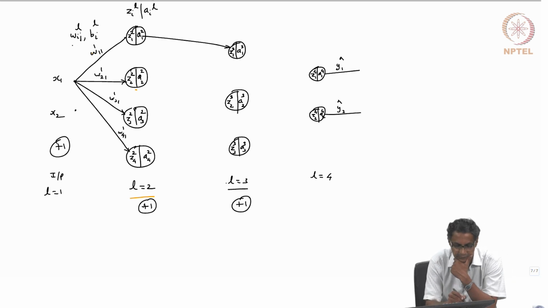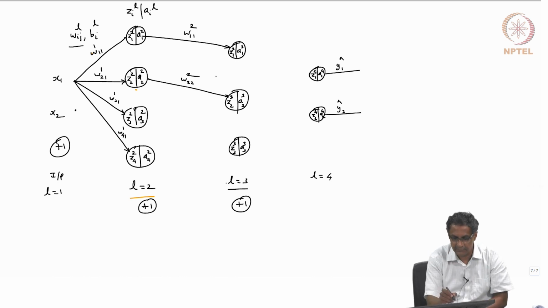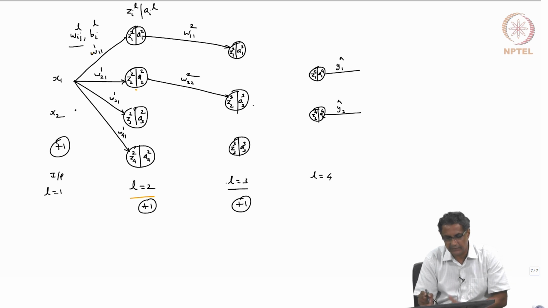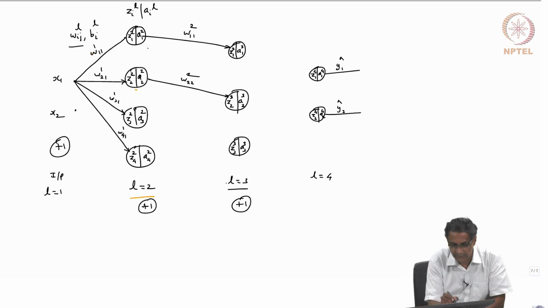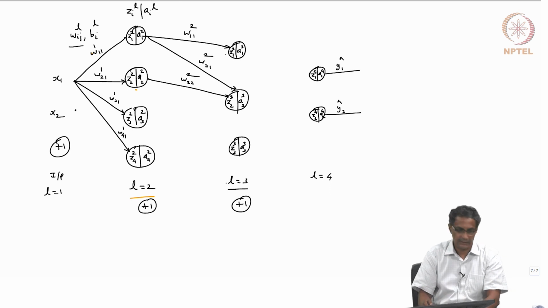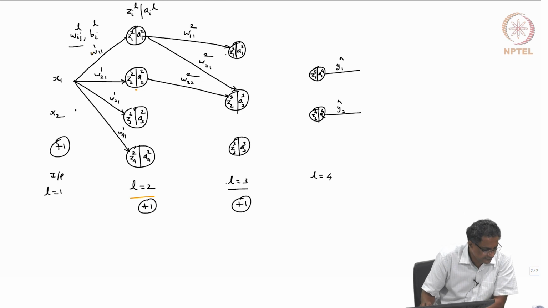It should be W_ij^L. So what will be the first weight? W11 2, and this will be W22 2, and so on. You should understand this now. If I had given the other weight, from here to there, it would have been W21 2. As long as you understand the notation, it's fine.